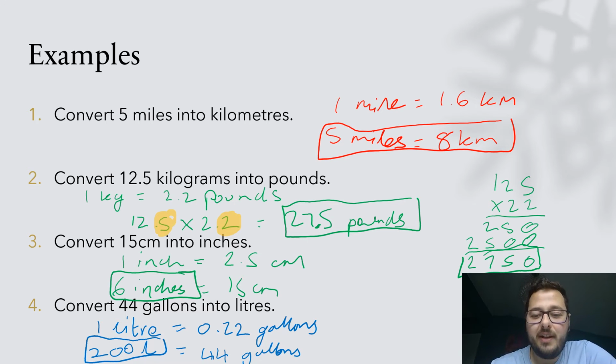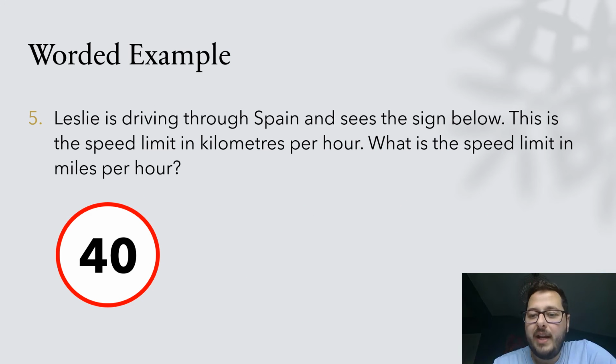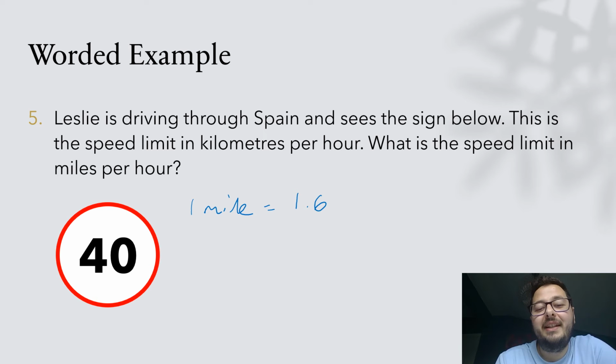Okay, all right then. So let's have a look at a couple of worded examples. Number 5, we've got that Leslie is driving through Spain and sees the sign below. This is the speed limit in kilometres per hour. What is the speed limit in miles per hour? Well, if you remember, 1 mile is equal to 1.6 kilometres. So we've got this 40 kilometre an hour sign, so this goes to 40. How many miles is that?